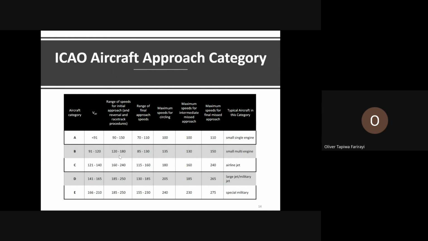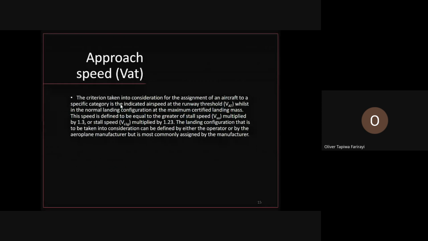90 to 150, 120 to 180 for B. Again, for C, it's 160 to 240, and 185 to 250, 185 to 250. Okay, the range again for the final. So we're divided here into, sorry.